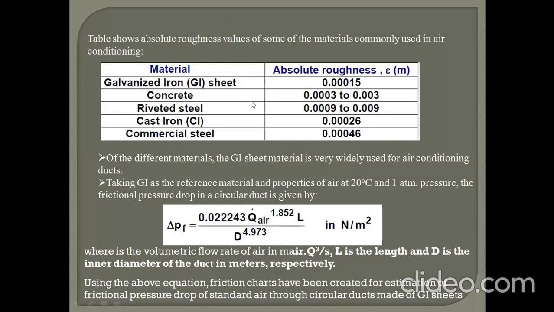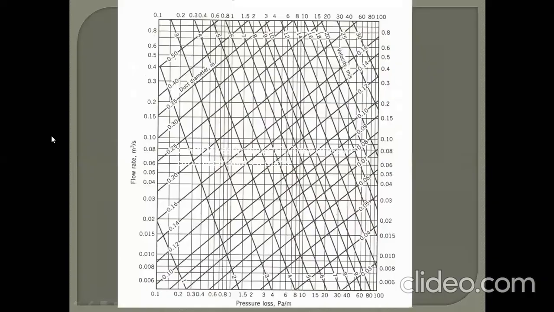And after that, we had a discussion on the friction chart. This friction chart is about flow rate versus pressure loss. It also gives you the duct diameter and duct velocity. Out of these four parameters, if any two parameters are known to you, you can find out the rest of the two.